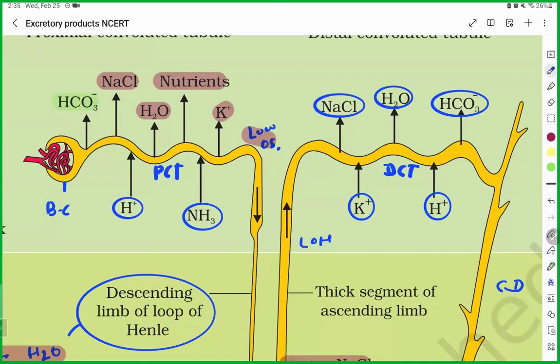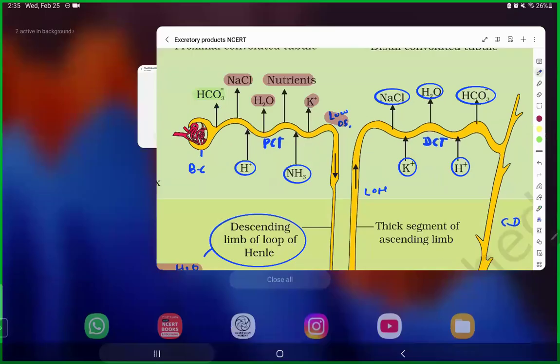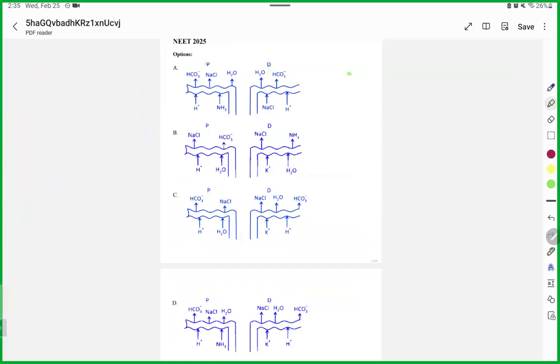Okay. If you look at this question, Anvita, is the first option correct?